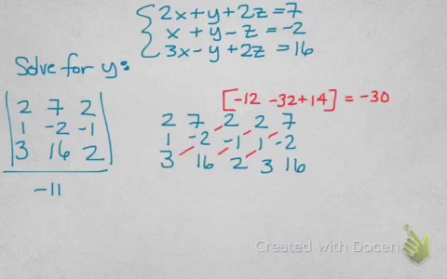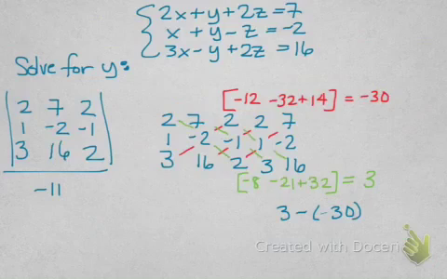Adding those together, we get negative 30. Multiplying down, 2 times negative 2 times 2 gives me negative 8. 7 times negative 1 times 3 gives me negative 21. 2 times 1 times 16 is 32. Add those together, gives me 3. So 3 minus negative 30 gives me 33. Put that over negative 11, which gives me a y value of negative 3.